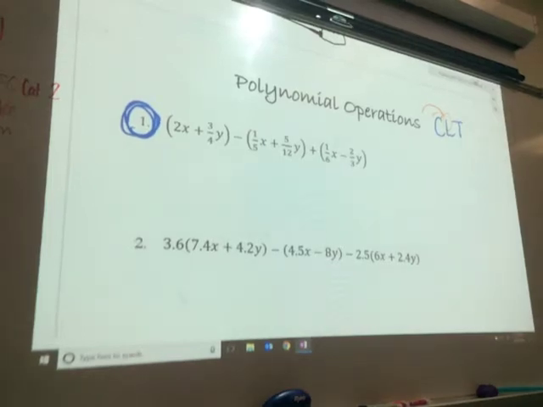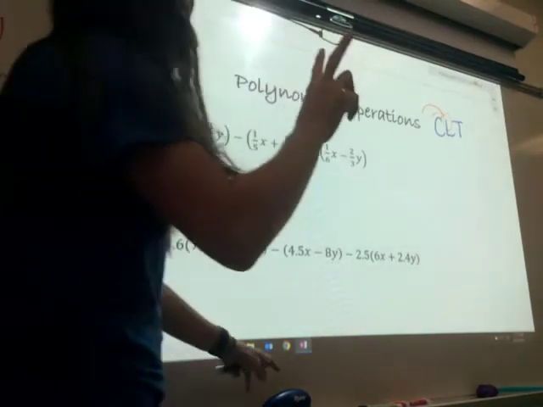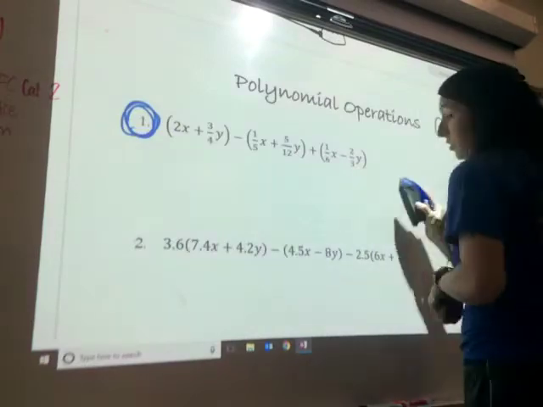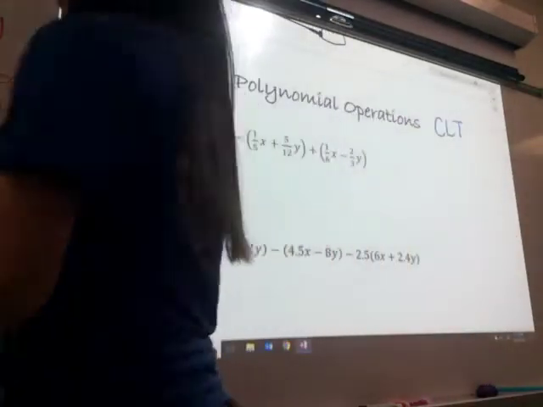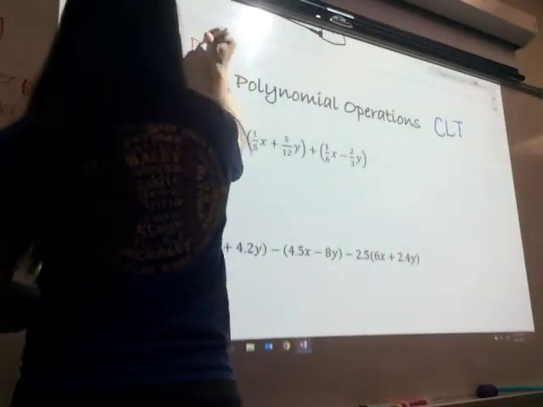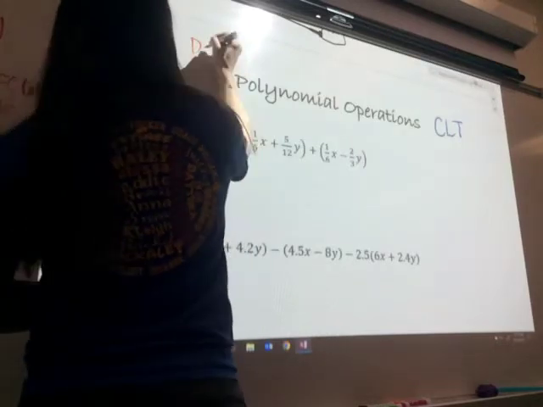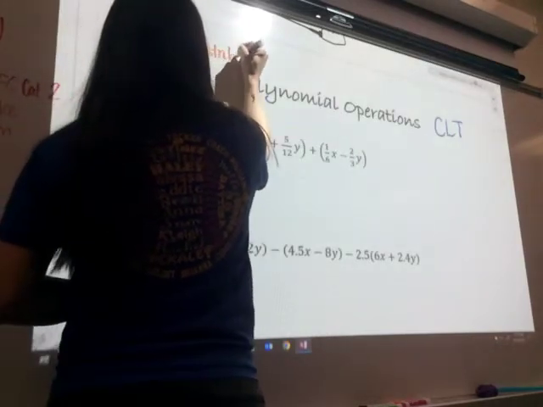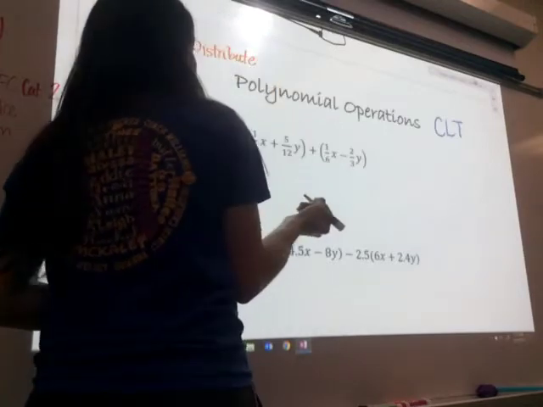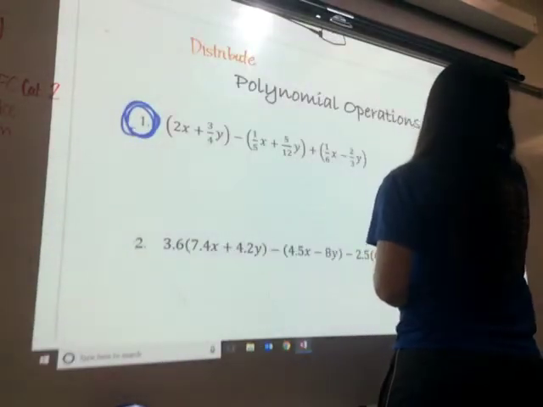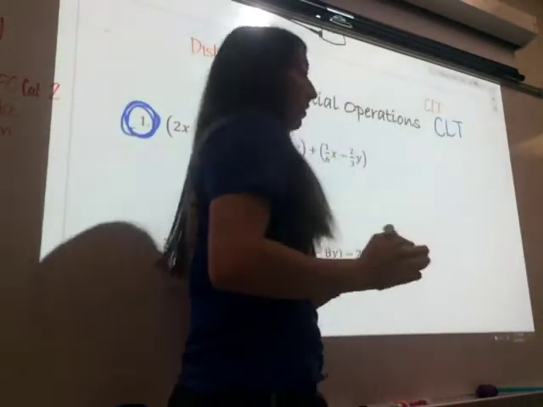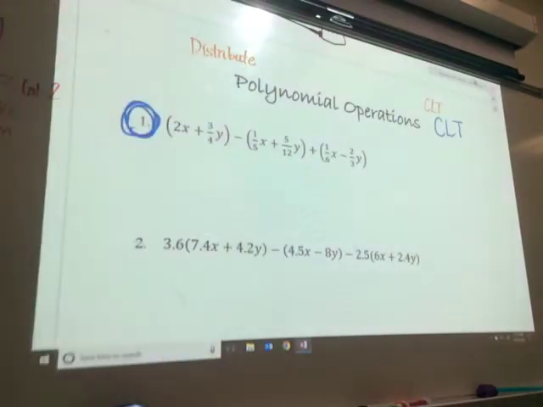So with polynomial operations, you've got two steps. They're really hard: "Don't" and "Call." What was "Don't"? "Don't" is distribute. "Call" is combine like terms. There's your two steps. "Don't" and "Call." Okay? Distribute, combine like terms.